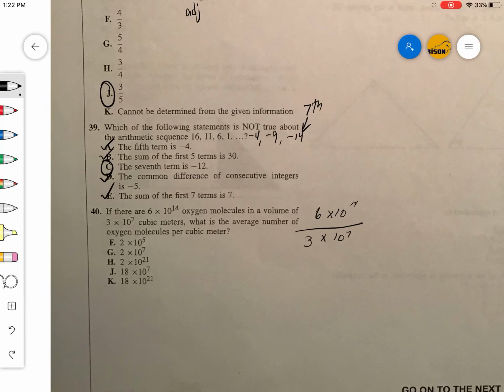That gives me 2, 0, 0, 0, 0, 0, 0, 0. So 7 zeros. 1, 2, 3, 4, 5, 6, 7, and a 2. Okay? So it's definitely not J, it's definitely not K. How many zeros do I have to come back to get it in scientific notation? 1, 2, 3, 4, 5, 6, 7. So 2 times 10 to the 7th should be what I'm looking for, which just so happens to be answer G.